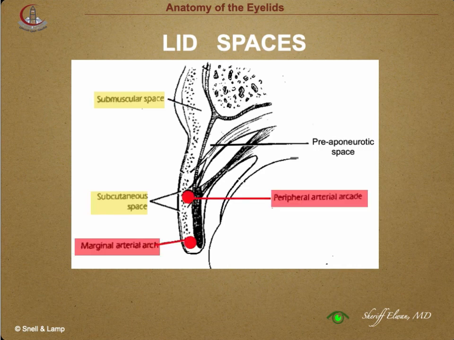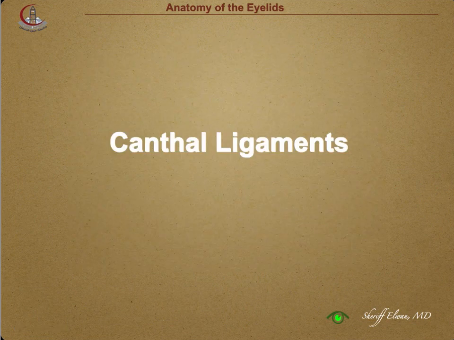And this is the peripheral arterial arcade, and this is the marginal arterial arcade, and both are in the submuscular space. And finally, below the septum, you can find fat in the pre-aponeurotic space that is between the septum and the aponeurosis of the levator palpebrae superioris.